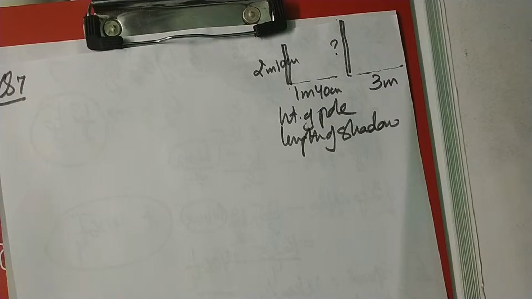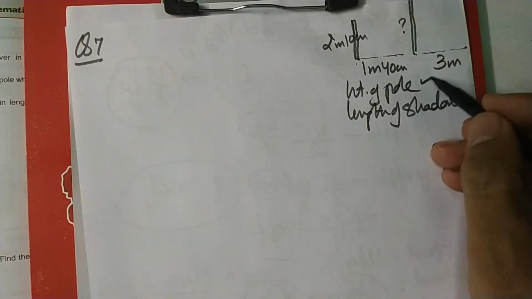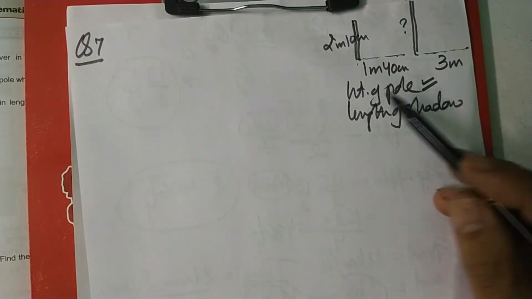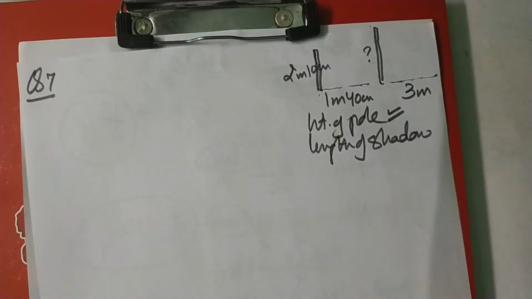A pole 2 meter high produces a shadow of 140 centimeter. Find the height of pole. You have to find height of pole, and length of shadow is not to be found. So since you have to find height of pole, will you keep height of pole on the left side or right side?